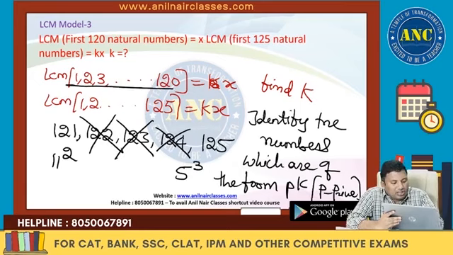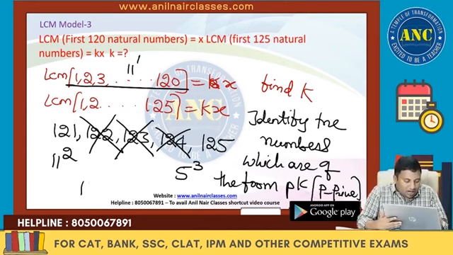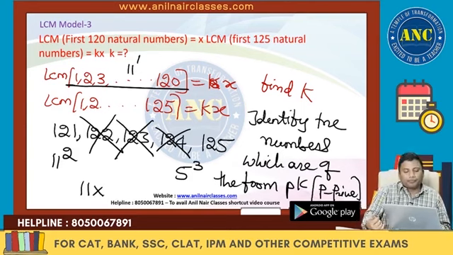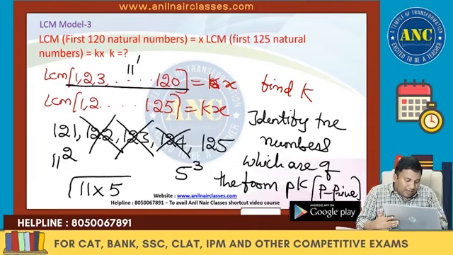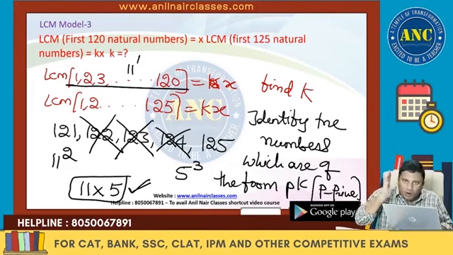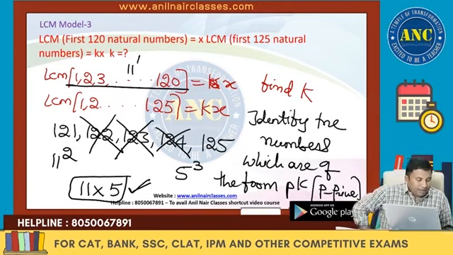What is the highest power of 11 till 121? 11 power 1 is 11. 11 square is 121, so you get one extra 11. 5 square is 25, 5 cube is 125, so I get one extra 5. So the K value is 55. If you want to listen to it one more time, you have to reach that number 55.